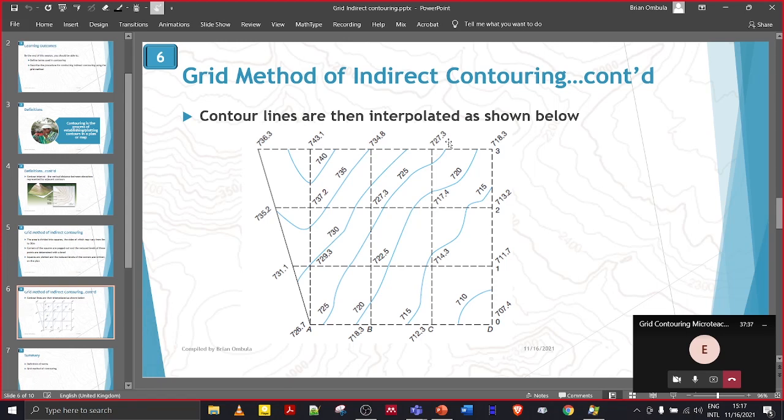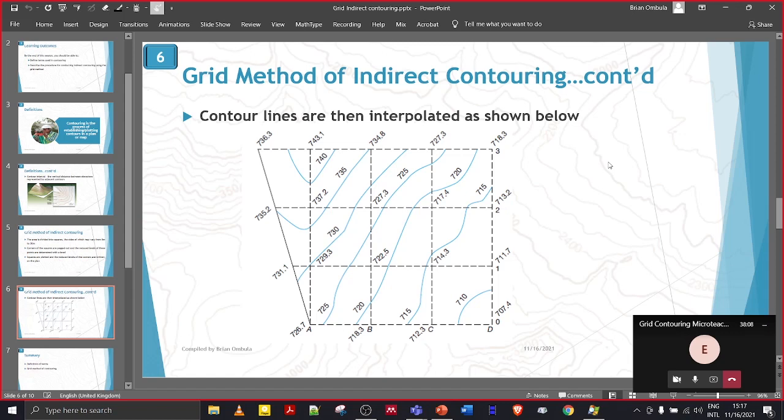After doing that, you mark the location of that contour. Then you go to this other side of the square. You make sure you cover all the edges of the square. You mark all the edges of the square, then you join using a smooth curve. I know it can be a bit challenging grasping some of these concepts, but we'll do more practice in the field.